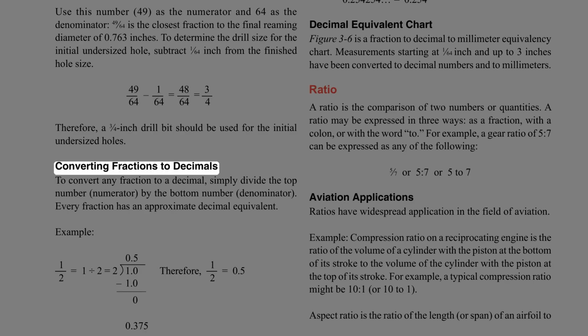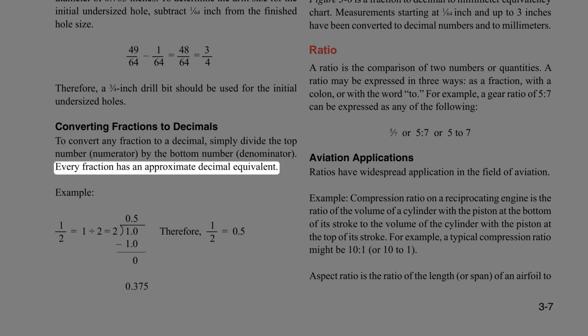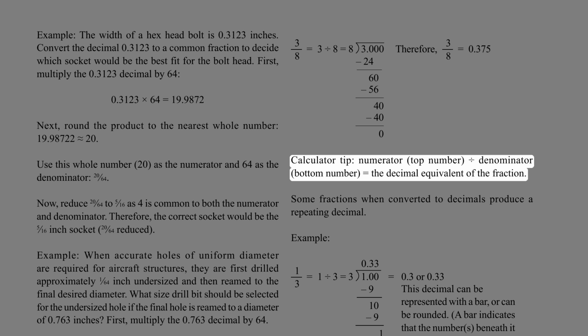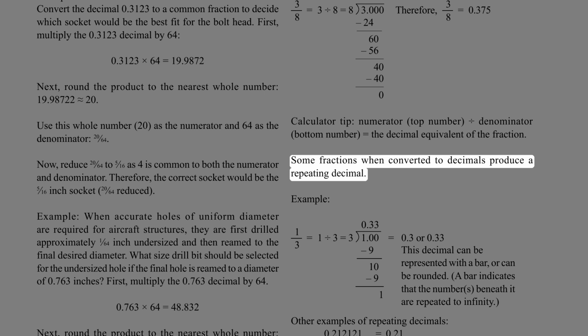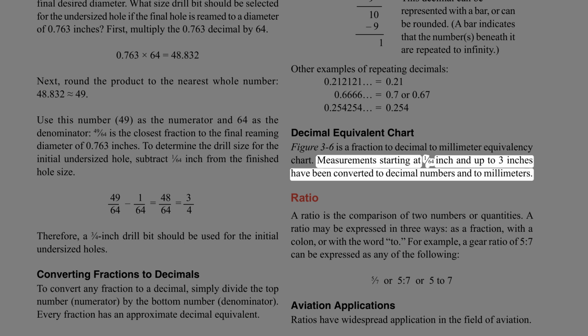Converting fractions to decimals. To convert any fraction to a decimal, simply divide the top number, numerator, by the bottom number, denominator. Every fraction has an approximate decimal equivalent. Calculator tip: numerator, top number, divided by denominator, bottom number, equals the decimal equivalent of the fraction. Some fractions when converted to decimals produce a repeating decimal. Decimal equivalent chart. Figure 3-6 is a fraction to decimal to millimeter equivalency chart. Measurements starting at 1/64 inch and up to 3 inches have been converted to decimal numbers and to millimeters.